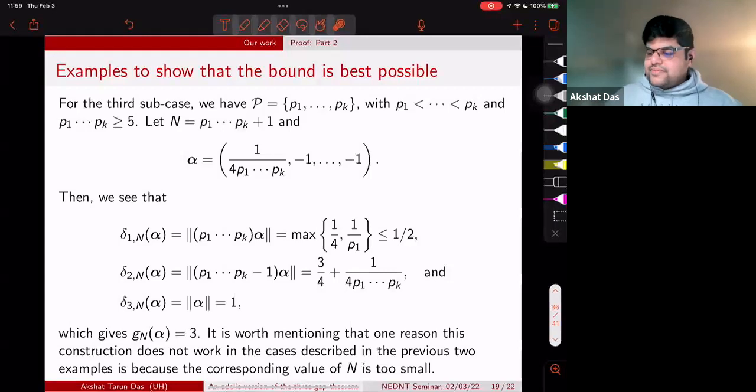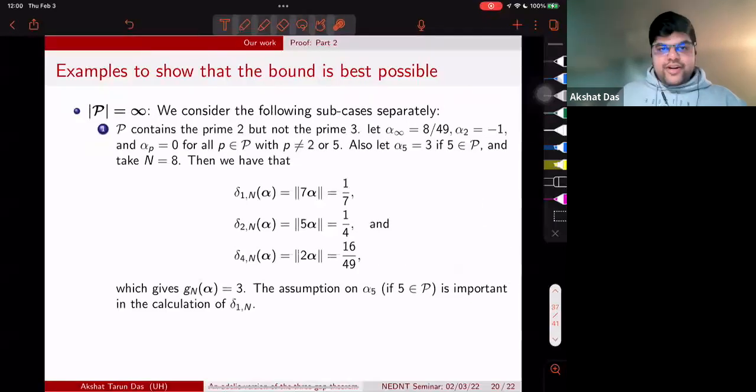Of course, the reason we have those first two small subcases is that if we try to use this example for those two particular cases, then the capital N value comes out to be very small and is of no use to us. That's why those first two cases are stated separately, and then this is the more generalized version. Okay, so this is just the examples for the case when the set of primes is finite.